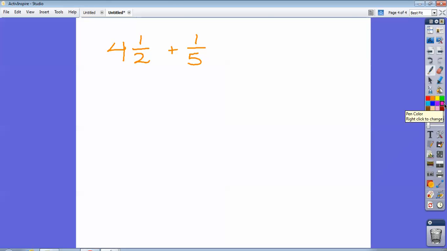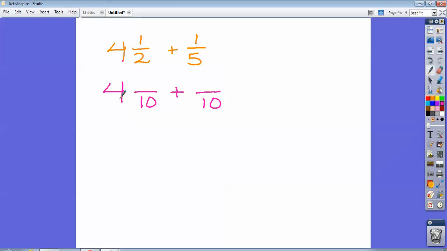Okay, what does step 1 tell me I need to do? Kate, what's step 1? Step 1 is to find a common denominator. So what's a common denominator for 2 and 5? 10. Okay. What am I going to do with my 4 here? Carry it down. Good. Bring it down.